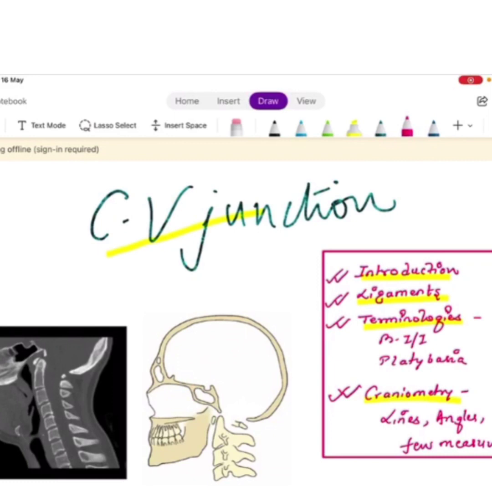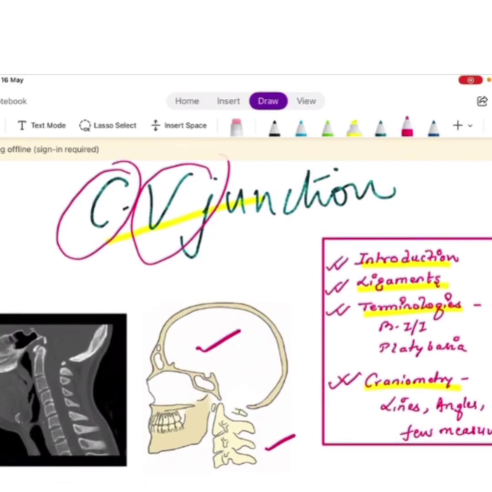So if I ask you, what do you mean by craniovertebral junction? That it's the junction between the cranium and the vertebral column. This is the cranial part, this is the vertebral part. So what constitutes the junction are the few bones, their articulations, and the ligaments helping in their stability.